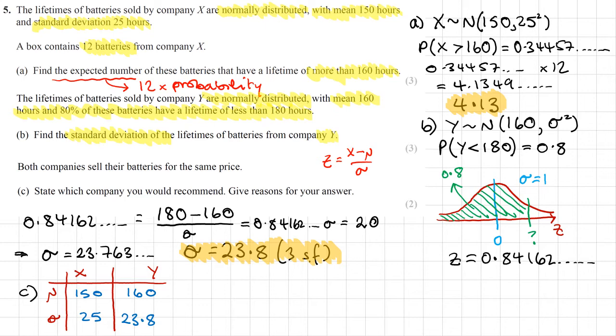Now I can see that both have a similar standard deviation, so I'll just write standard deviations are similar. However, can you see that company X has a higher mean? I would say this is significantly different. It's a difference of 10. That's a difference of 1.2. I guess we could look at the percentage difference actually, but yeah, we can just write down standard deviations are similar.